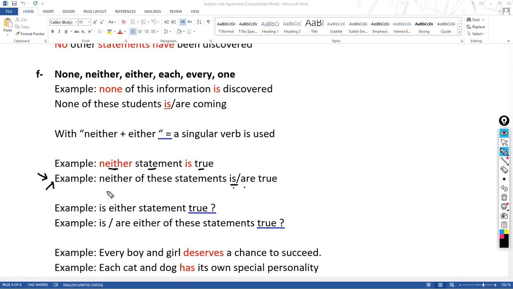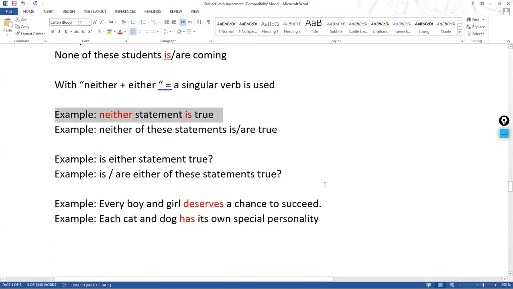Exactly. So all the time with neither, either alone, each student, each day, every person, one, none. Please, you have to be careful that you have the singular verb all the time. Even if you are asking a question, for example, is either statement true? So I have to use is with either, singular all the time. What do you think about the next question? Is either of these statements true? Exactly. So please, you have to use singular verb all the time.